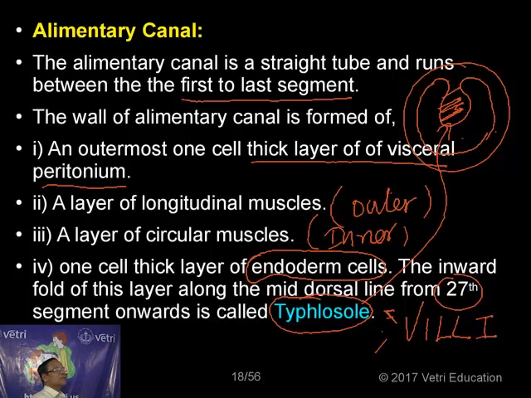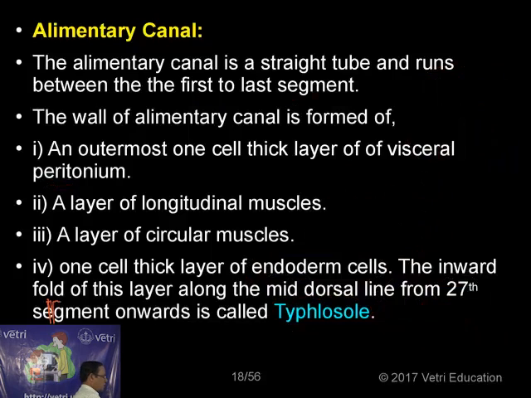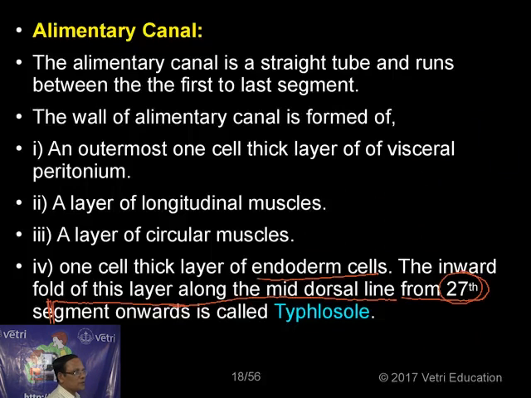This is nothing but the endodermal layer of the digestive tract, which is inwardly folded on the dorsal region. So it is the inward fold of this layer along the mid-dorsal line. The inward fold of the endodermal layer, singular of endoderm, along the mid-dorsal line from the 27th segment onwards, ending in the 35th segment, is the typhlosole. Don't forget, it is comparable to villi. What is its function? To increase the area of absorption.